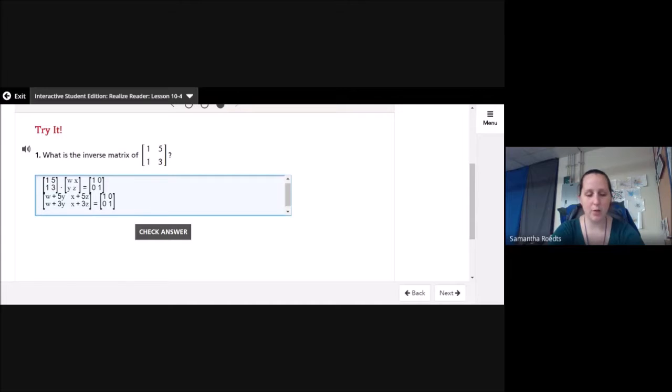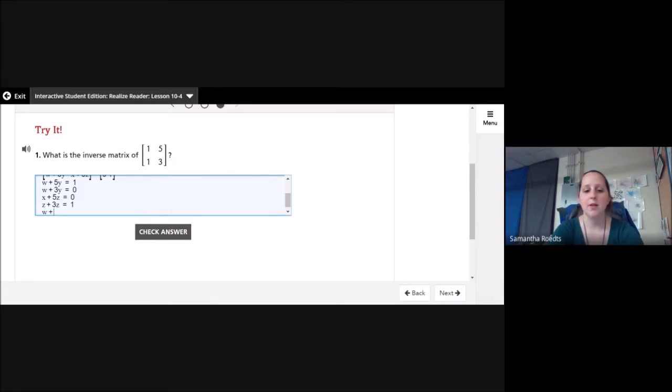Okay, now I can come up with my equations. So I have W plus 5Y equals 1, W plus 3Y equals 0, X plus 5Z equals 0, and X plus 3Z equals 1. From here, I can actually go through and start solving. So I'm going to deal with these 2 equations first, the W plus 5Y and the W plus 3Y. I'm going to solve these 2 equations for W, and then set them equal to each other since they'll both be equal to W.